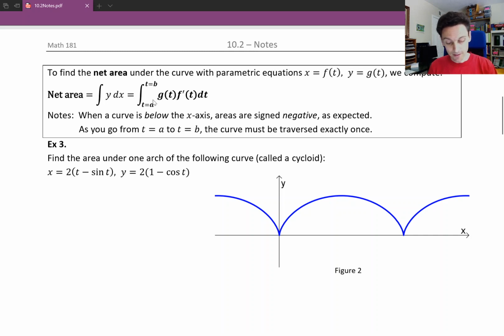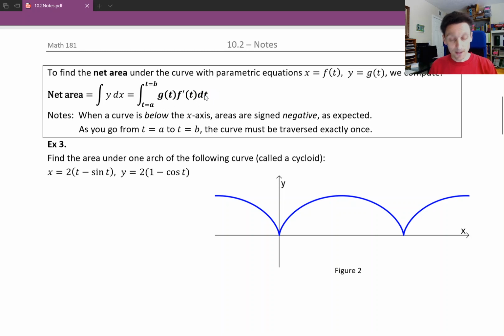the y with g of t, and then the dx here, if we use x equals f of t, the dx would be the derivative of f of t dt. Right? If we differentiate both sides of this parametric equation with respect to t, then we'll get dx dt equals f prime of t. If we move the dt over, we'll get dx equals f prime of t dt. So we can replace the dx with f prime of t dt.